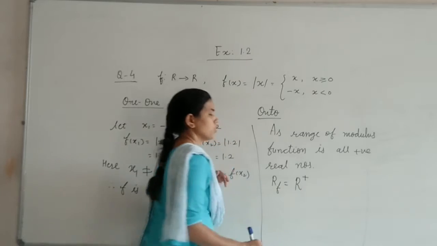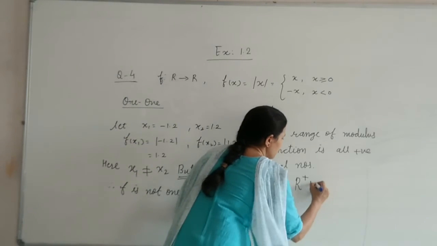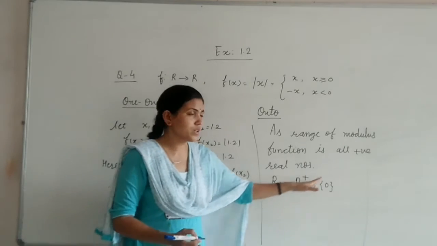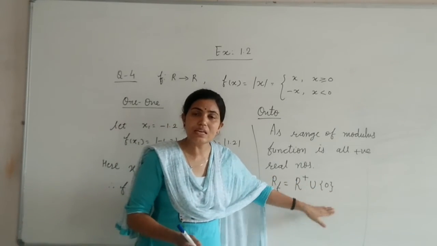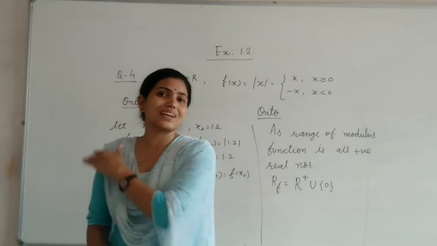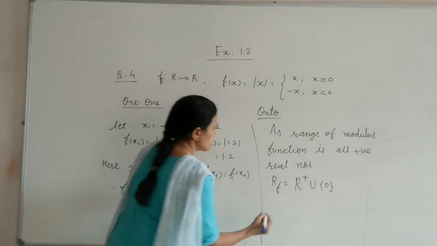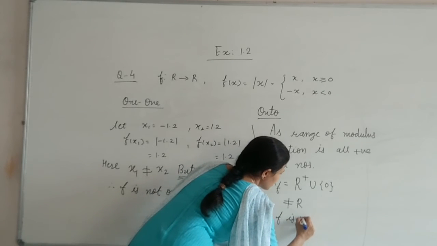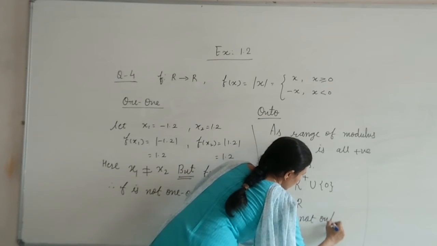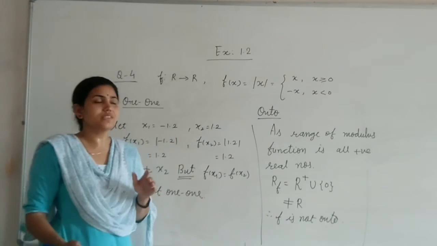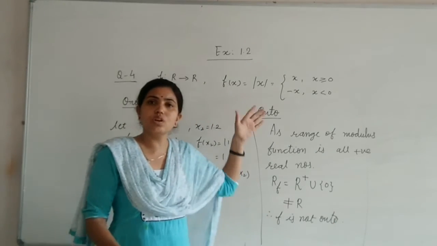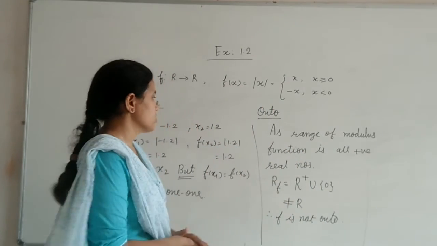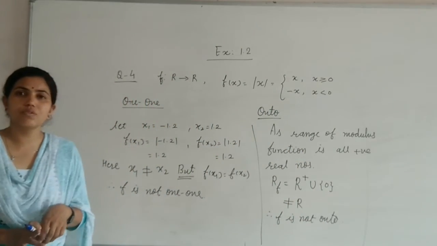This is all the positive, R plus union 0. 0 is also included there. So R plus union 0. But you can see here all the negative real numbers are excluded. So this is not equal to R. And therefore f is not onto. So our answer is the modulus function is neither 1-1 nor onto. So with this, question number 4 is over.